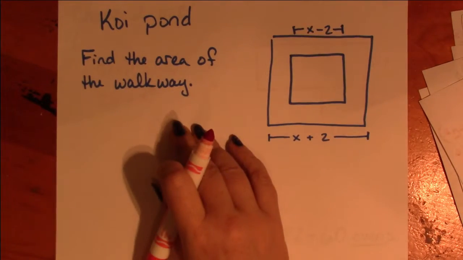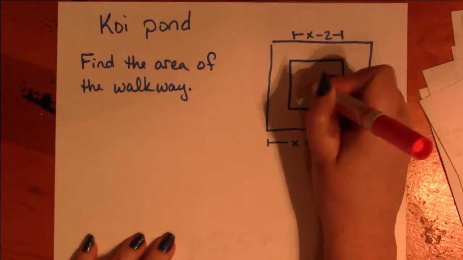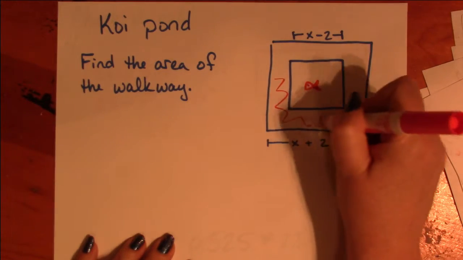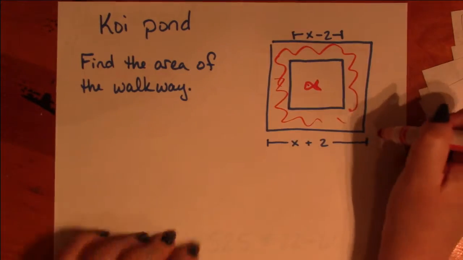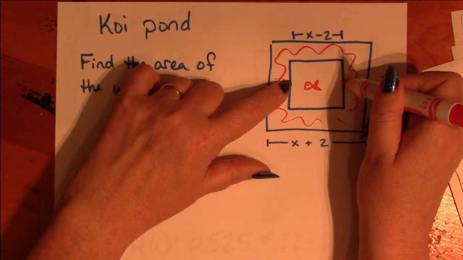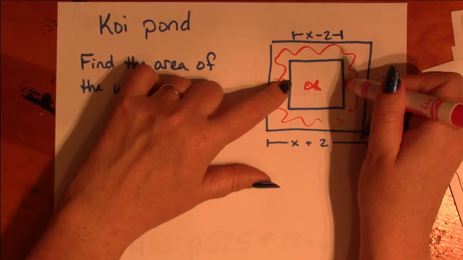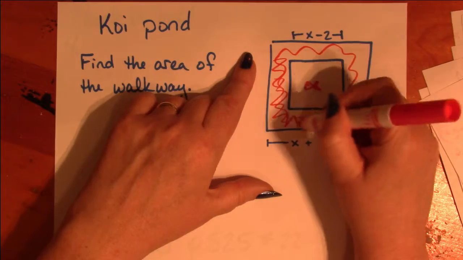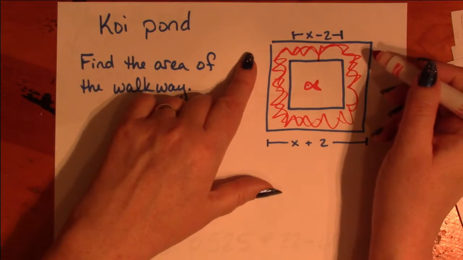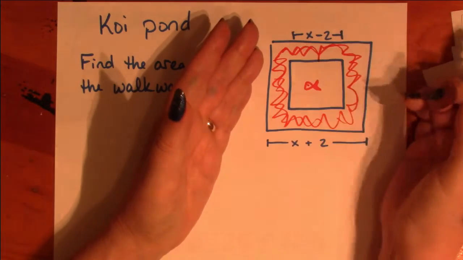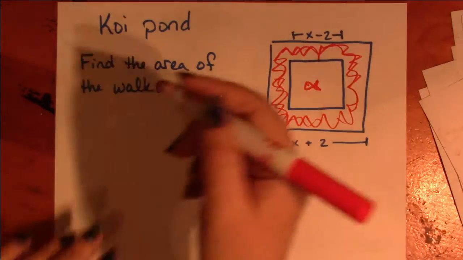On the bottom of page 523, we have a koi pond, and the little fish are in the pond here, and there is a walkway around the edge. And we know that the length of the outer walkway is x plus 2, and that the width of the pool is x minus 2, and that these are both perfect squares. And what they want is just the area of the walkway. So we're going to take the area of the large square and the area of the small square and subtract the two.